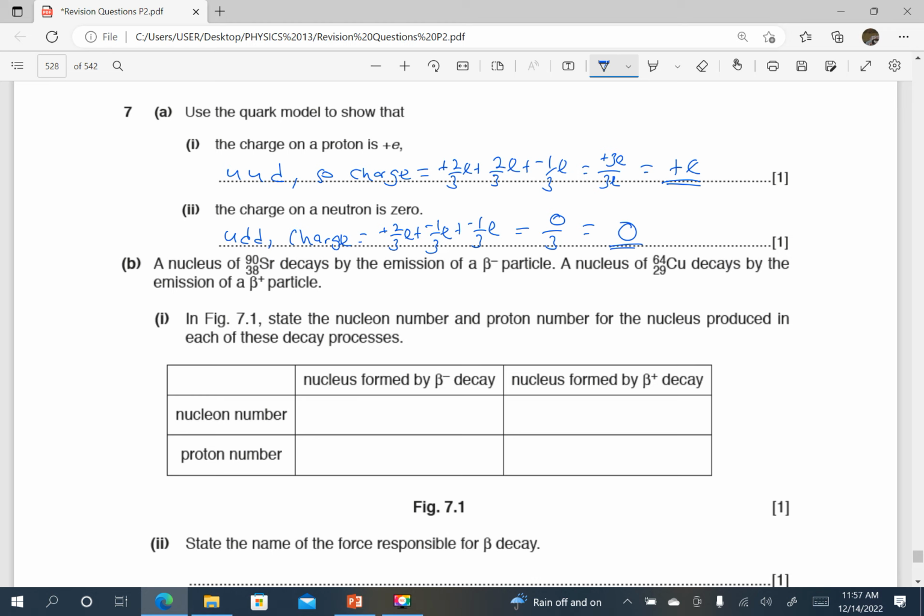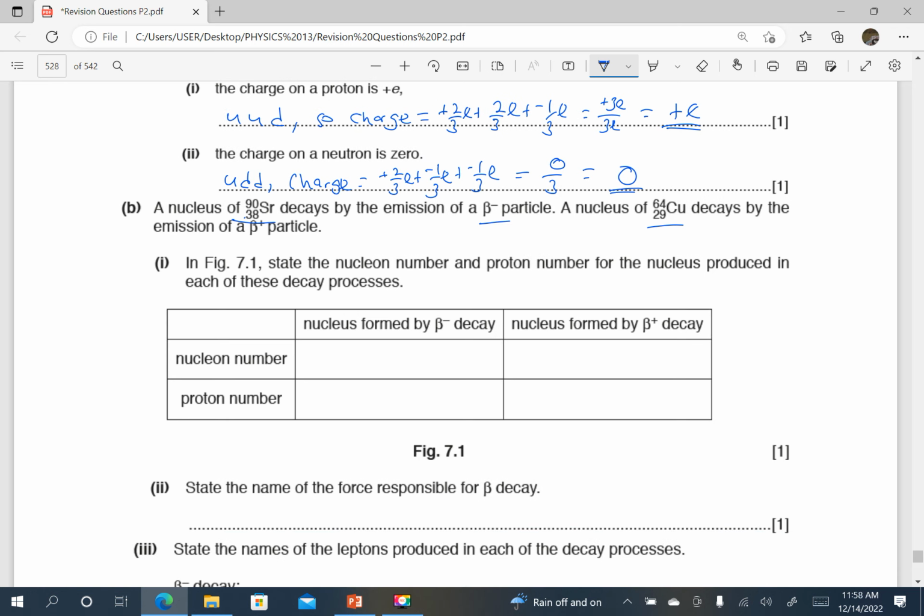A nucleus of Sr decays by the emission of a beta minus particle. A nucleus of Cu decays by emission of a beta positive particle. In the figure, state the nucleon number and proton number for the nucleus produced in each of these decay processes. Beta minus.